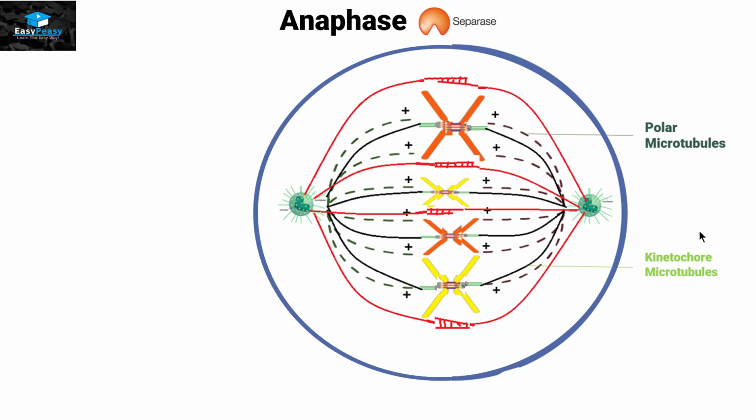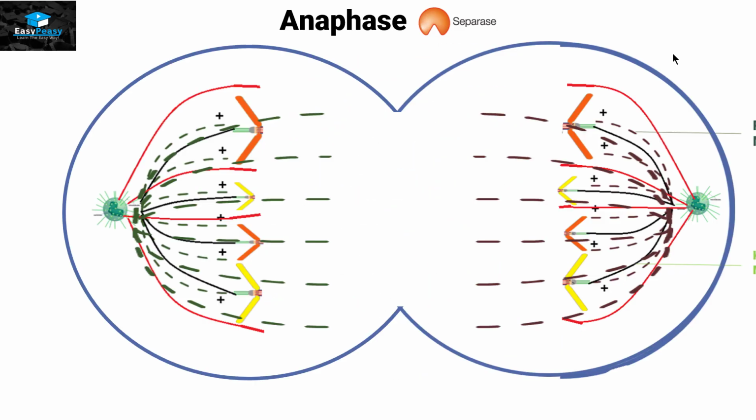Next, as we discussed before, polar microtubules are going to elongate and kinetochore microtubules are going to shrink. As a result, the anaphase will look like this. Now here, as you can see, all these sister chromatids are towards their pole. You can see that the polar microtubules are elongating and the kinetochore microtubules are shrinking.